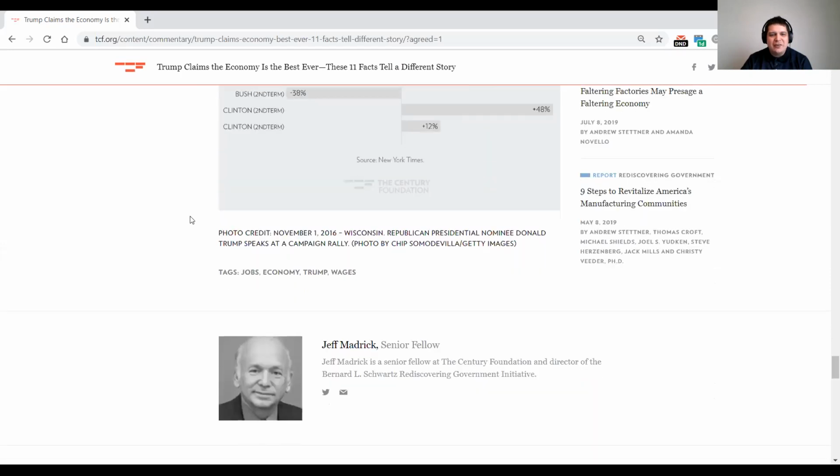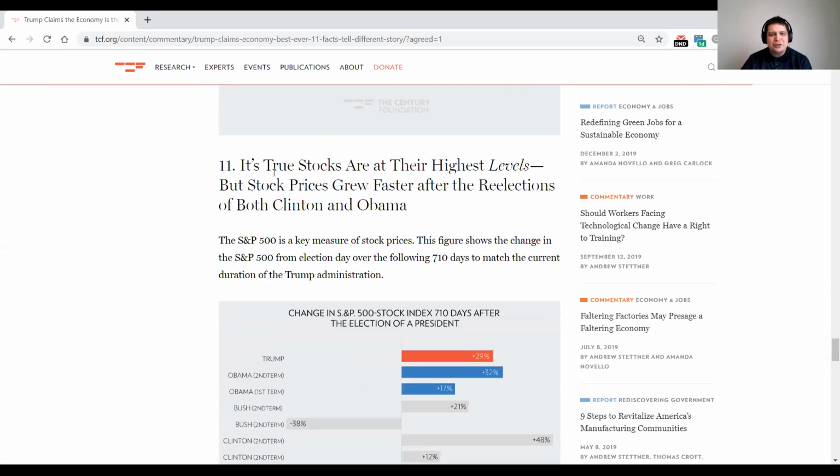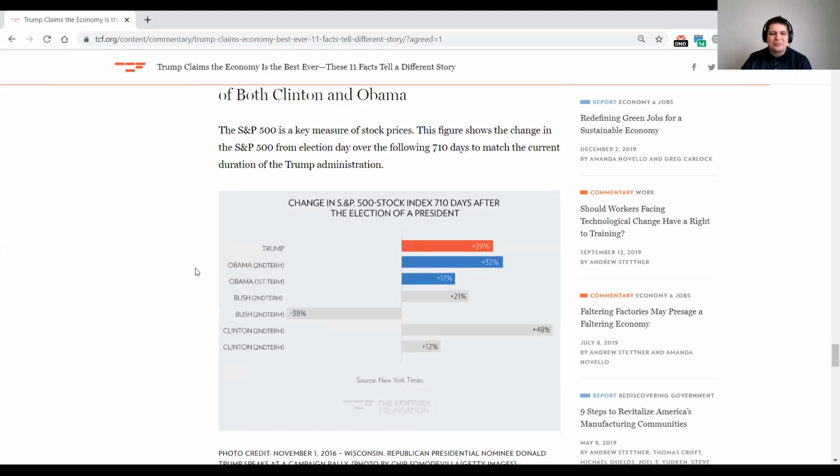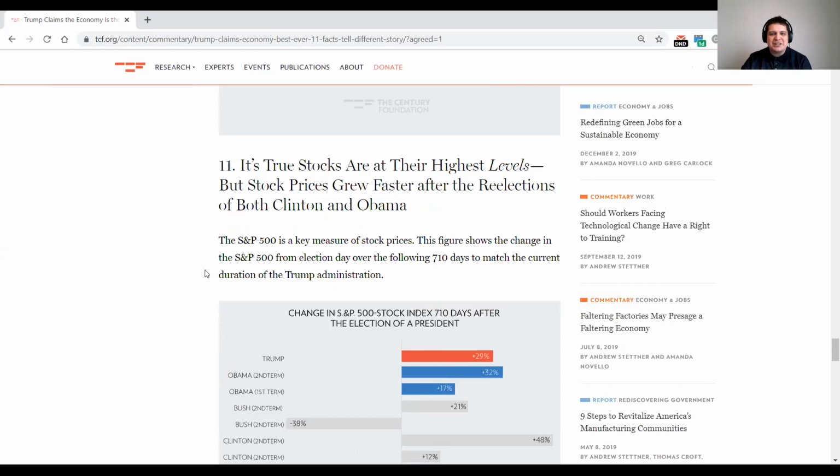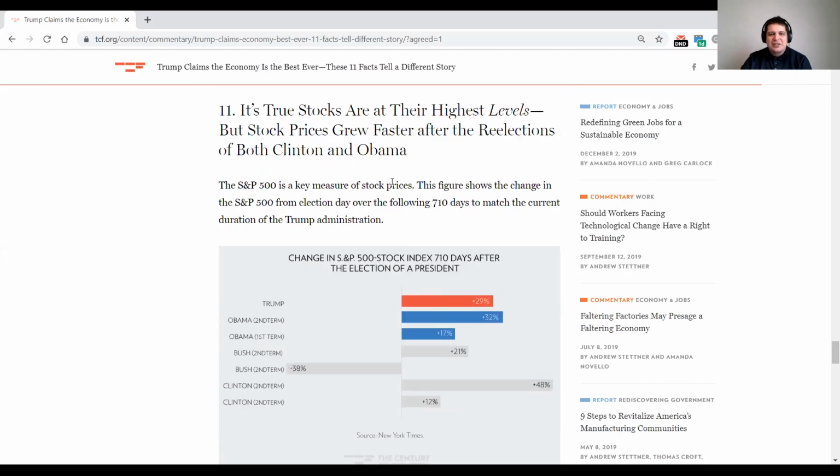And as they finish up, they say, it's true, stocks are at the higher level. So yes, but stock prices grew faster after the re-elections of both Clinton and Obama. So they basically want to suggest that stocks were doing better before, after Democrats were elected, even though they are doing okay now.